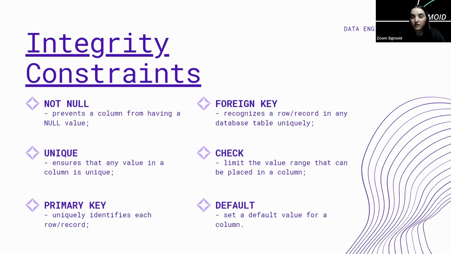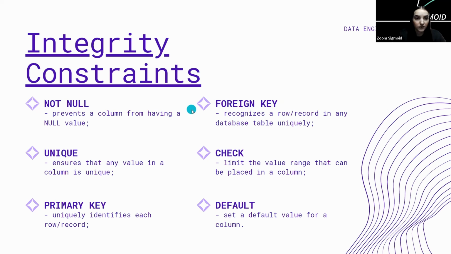You may apply integrity constraints at the column or table level. The table level integrity constraints apply to the entire table, while the column level constraints are applied only to one column. If integrity constraints are not respected, the database is said to be inconsistent. There are 6 types of integrity constraints supported by SQL Server.